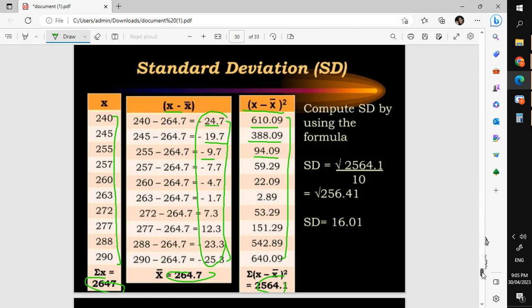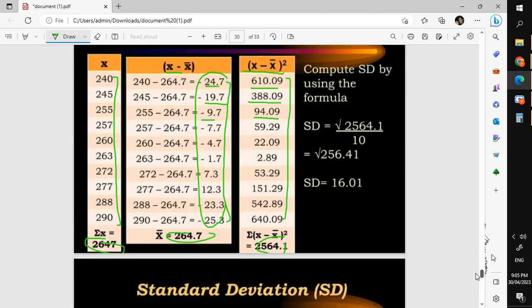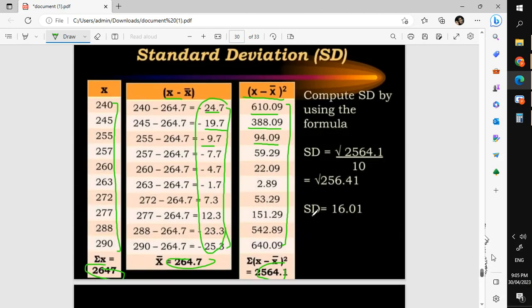Unya, kanina mga value, imo na siyang i-substitute sa formula diri sa taas. Then, you will have your answer, your standard deviation, which is 16.01. So, once you have the standard deviation, dali na lang dayon pag-compute sa variance. Square lang nimo si 16.01, that will be the value of your variance.